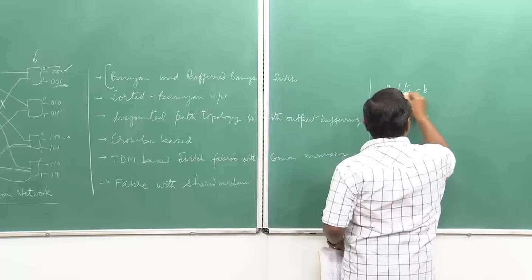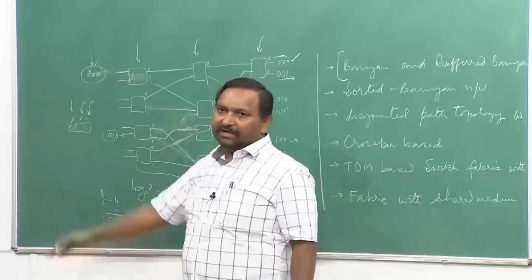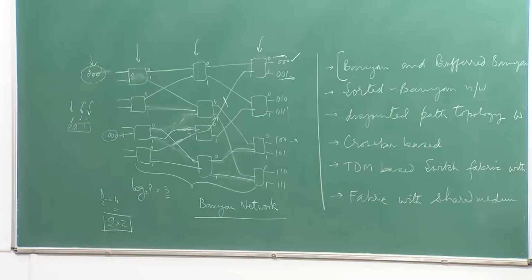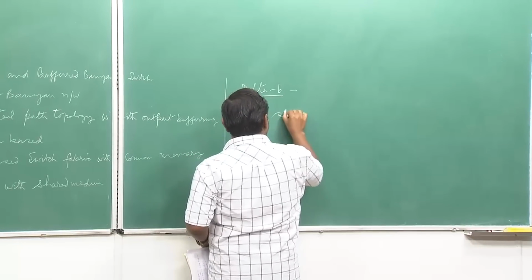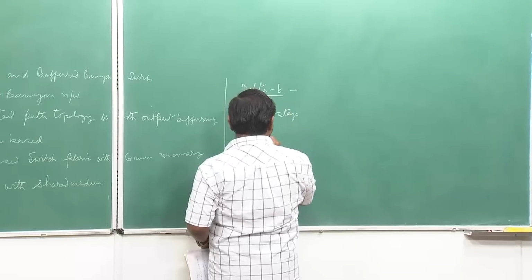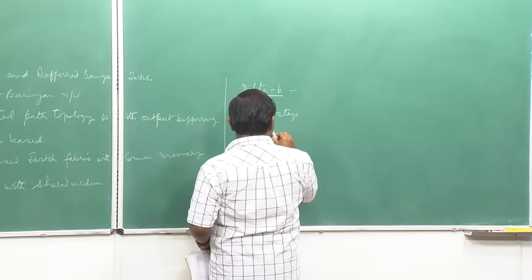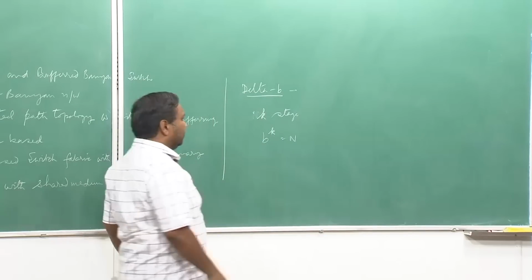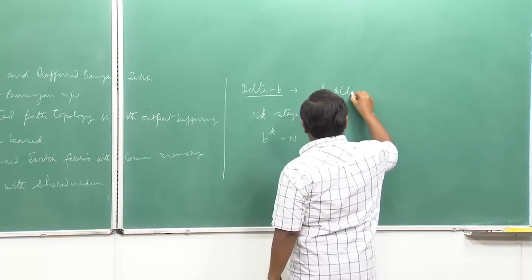Normally we call it delta B, it is a base B system. So, B by B switches will be used in a delta B network, and if the number of stages is k in this case, the number of inputs and outputs will be b raised to the power k, so an n by n switch can be formed. So, delta B is basically a subclass of Banyan.